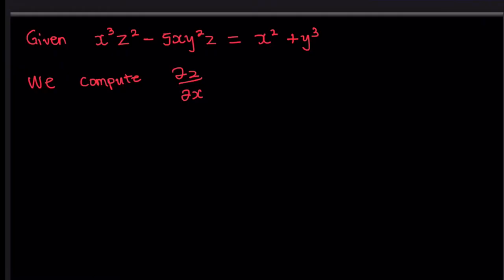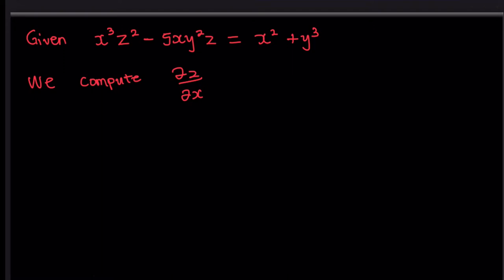First compute del z del x. So in this case, we are going to treat all other variables other than z and x as constants. So thus, we will treat y as a constant in this case. So now let's differentiate. With the first term, we have the product of two functions. So we are going to apply the product rule.